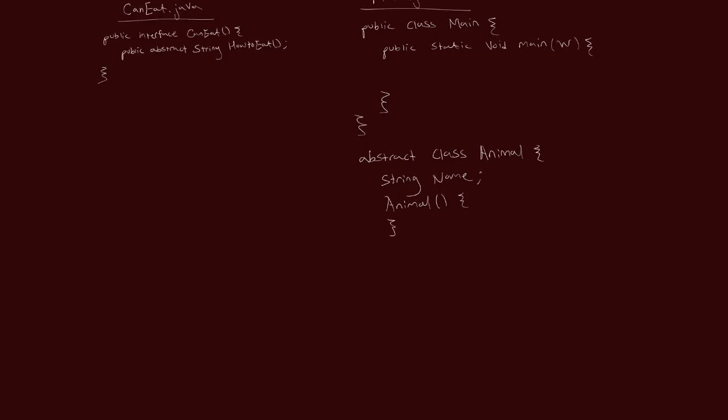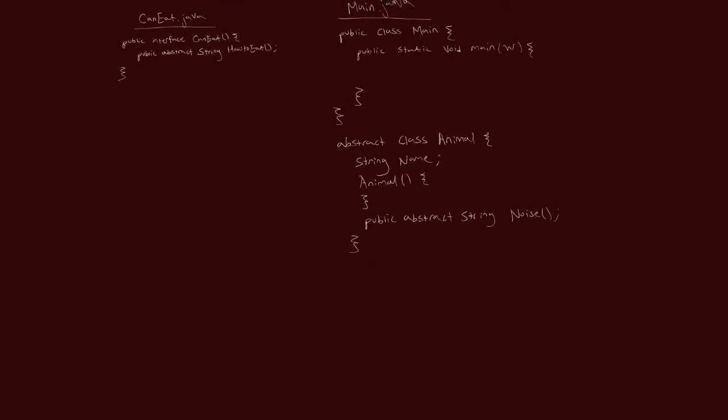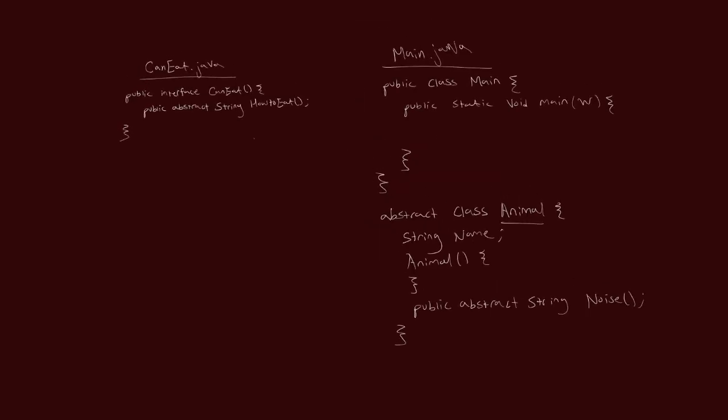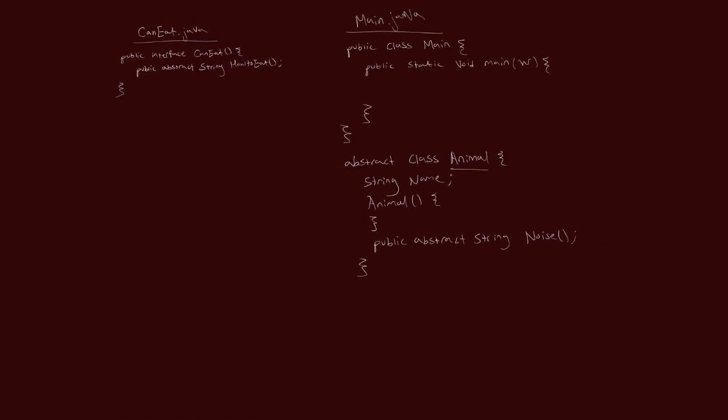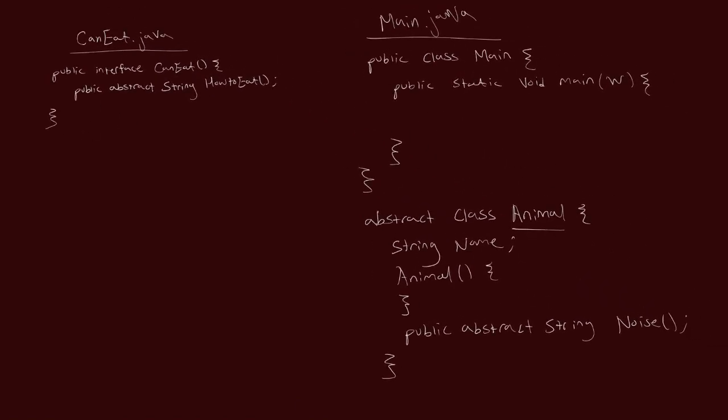And all animals make noises, so we'll do public abstract, we'll put an abstract method, String noise. Okay. So what I'm going to do is have all the animals extend this Animal class, but not all animals will implement this CanEat interface, because all animals make noises, but we don't really eat every single animal out there.